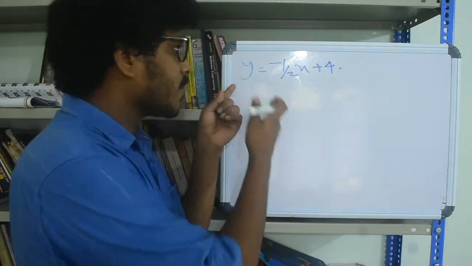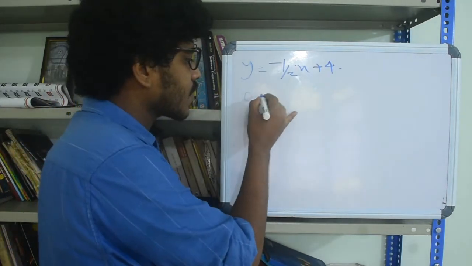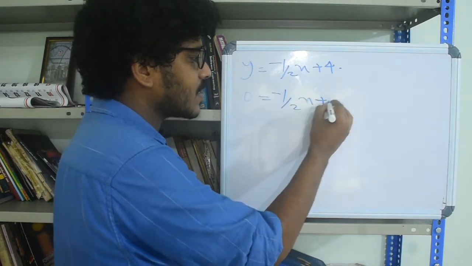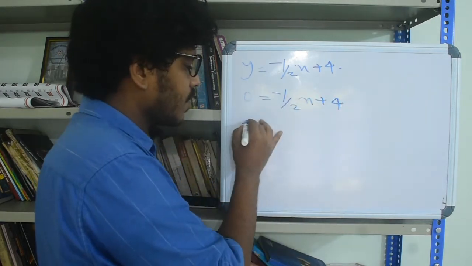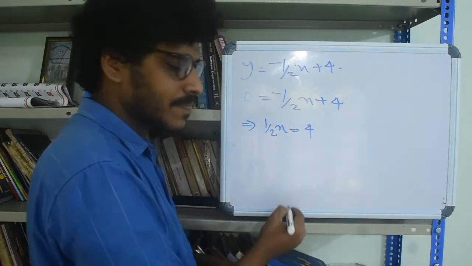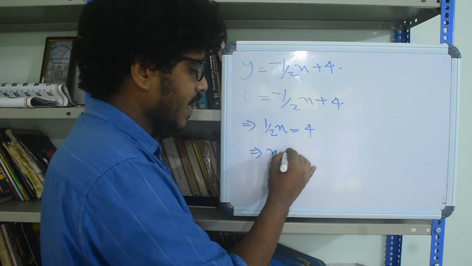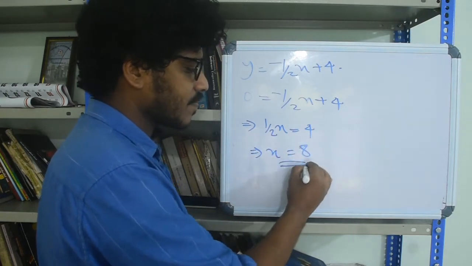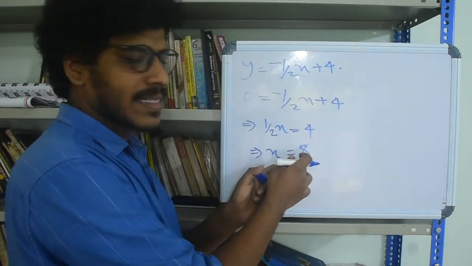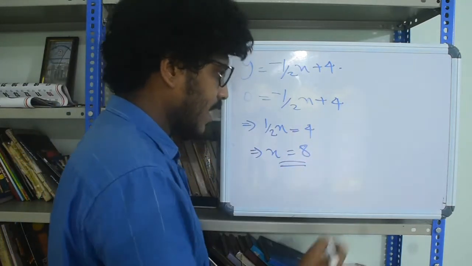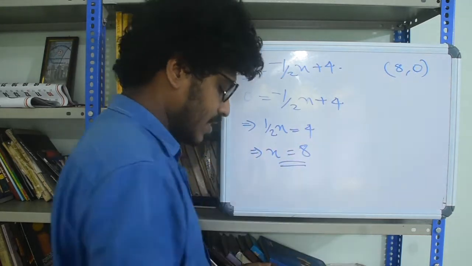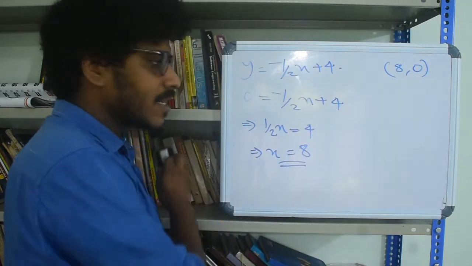So we use y equal to 0 here, which will give us 0 equal to minus 1 by 2 x plus 4, which means 1 by 2 x equal to 4, which implies x equal to 8. Right. So when y equal to 0, x equal to 8, so the x-intercept has to be (8, 0). Similarly, can we find the y-intercept here?